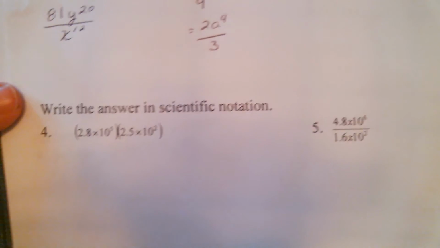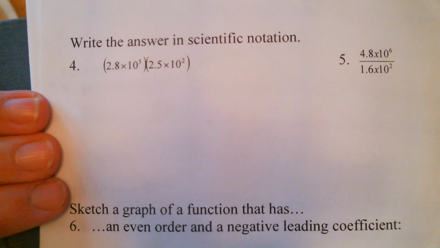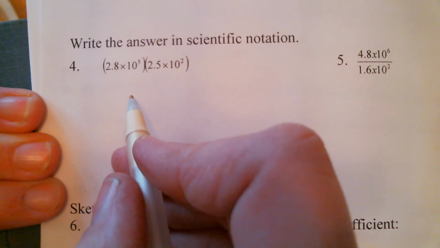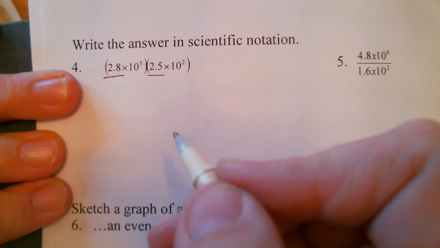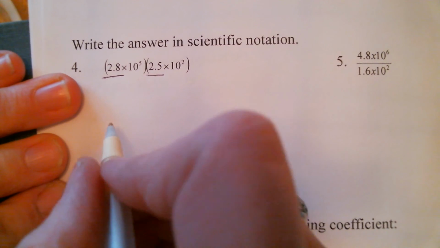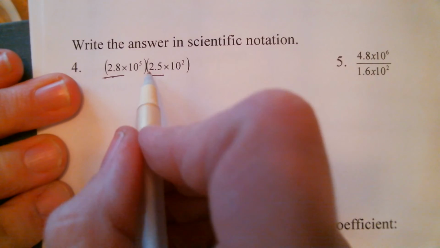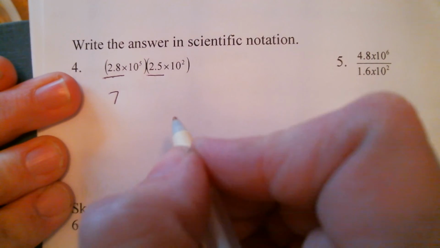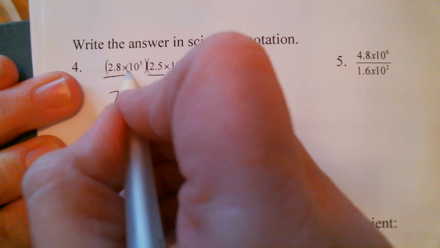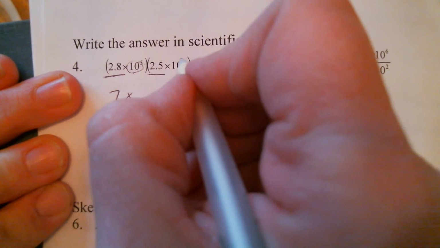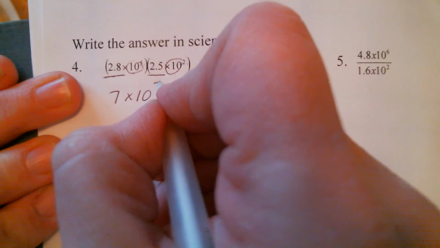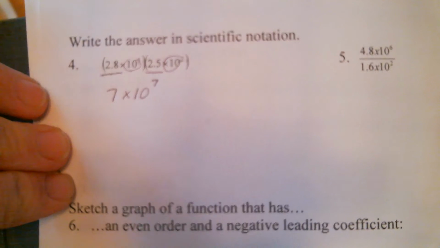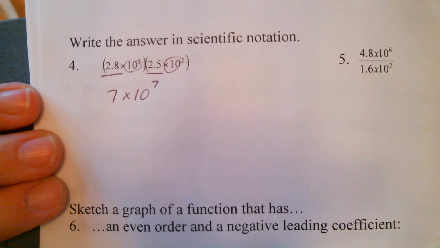All right. Number 4, multiplying in scientific notation. Well, you can think of this as a product of powers, with the 2.8 and the 2.5 being the coefficients where you just multiply them together. If you take 2.8 times 2.5, you end up with 7. And then think of this as a to the 5th and a squared. When you multiply powers together, you add their exponents. So 5 plus 2 makes 7. So you end up with 7 times 10 to the 7th power.